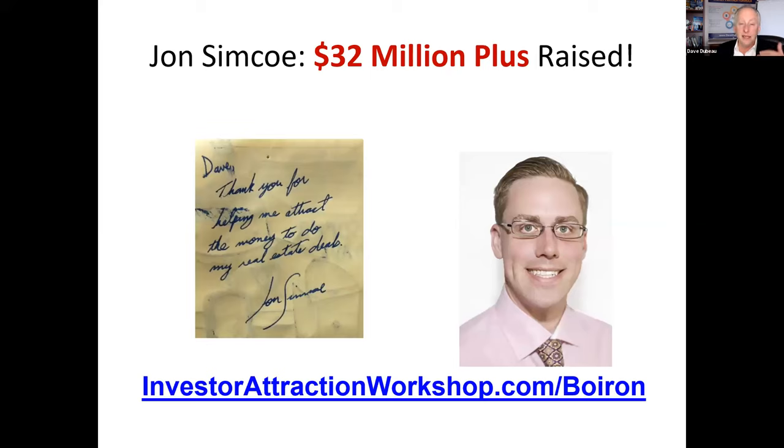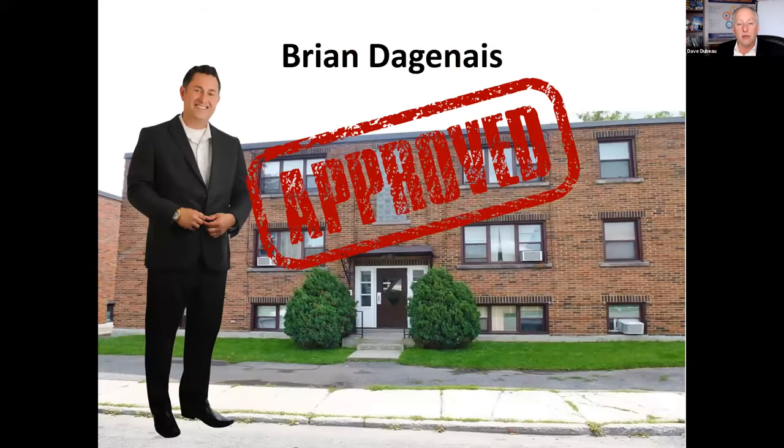So we've seen John Simcoe, $32 million. How did he get started? He got started by getting this kind of training. Brian Dagenet took this training, worked with me, raised enough capital to buy a 6-plex downtown Ottawa right off the get-go.